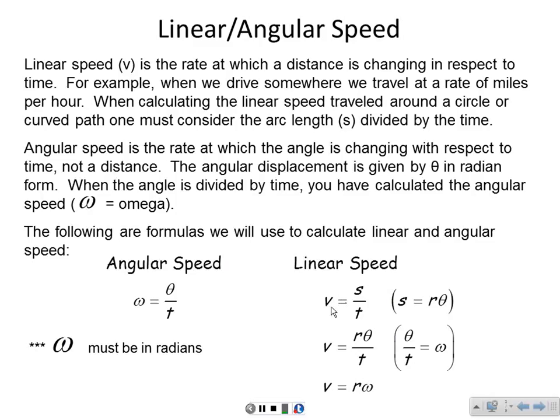Your linear speed is going to be v, that's your linear speed, equal to s, remember, arc length, divided by time. And if you don't know your arc length, you can find it by doing the radius of your circle times theta, your angle. And then linear speed is also r theta over time, because s is equal to r theta, so it's just a manipulation. And you also know that omega is just theta over time. And so therefore, when you replace theta over t with omega, your linear speed can also be found by doing the radius of your circle times your angular speed.